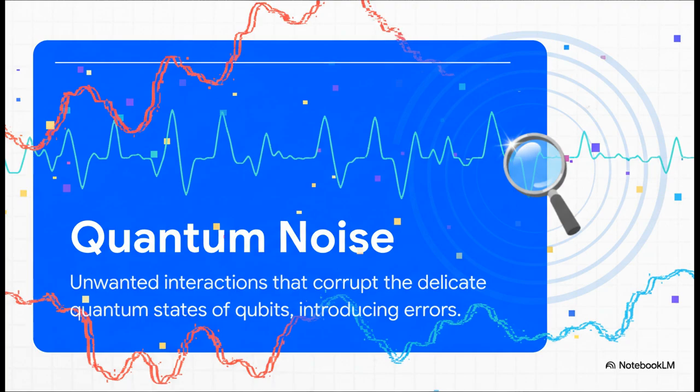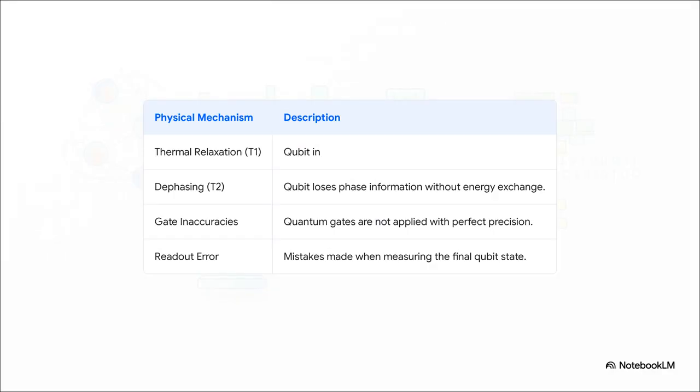The best analogy I can think of is like static on an old radio station. You're trying to listen to the music, that's your calculation, but all this unwanted interference just corrupts the signal. It introduces errors and messes up your final result. Honestly, it's the #1 enemy we're fighting in this field. And it's not just one thing causing the trouble. It's a whole gang of culprits.